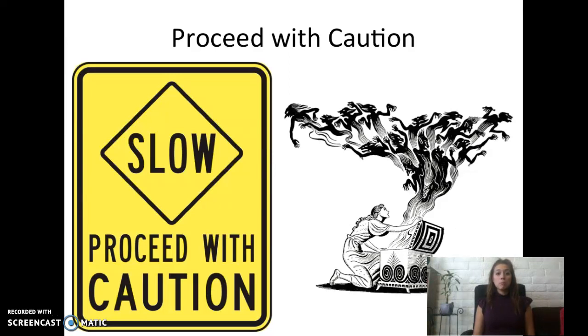But before we open Pandora's box, we really need to think about the ethical implications, and we really need to be careful about the laws and governance surrounding this technology. And I really think that nothing should be done until this is addressed.